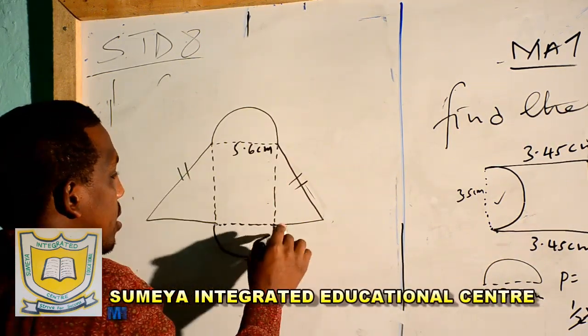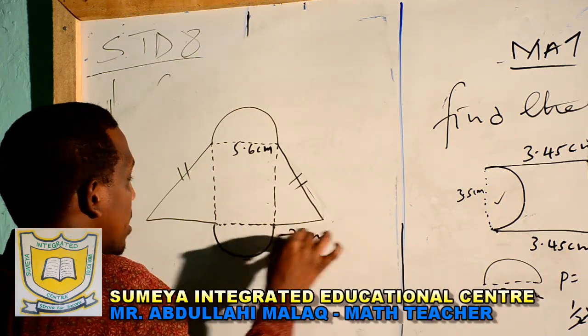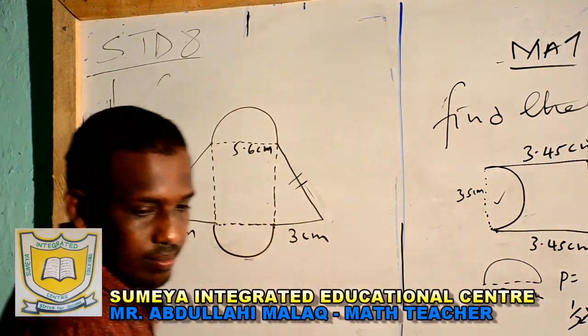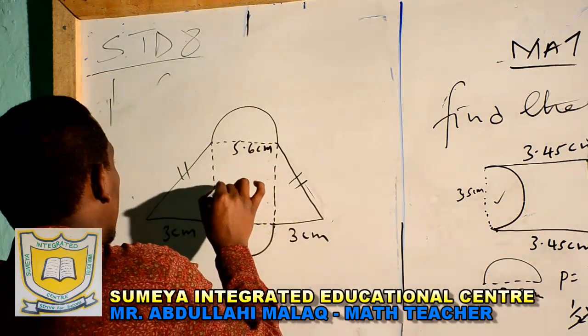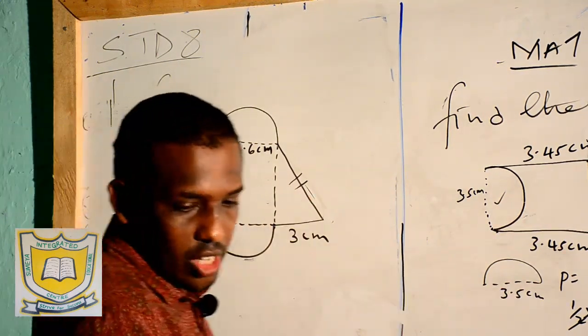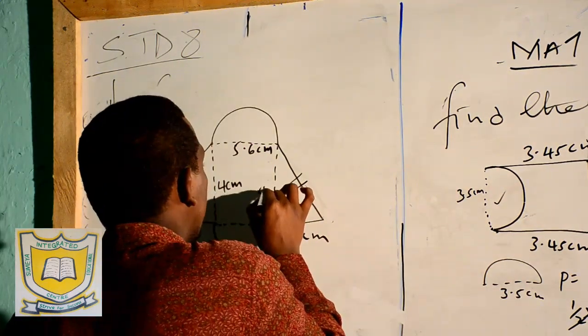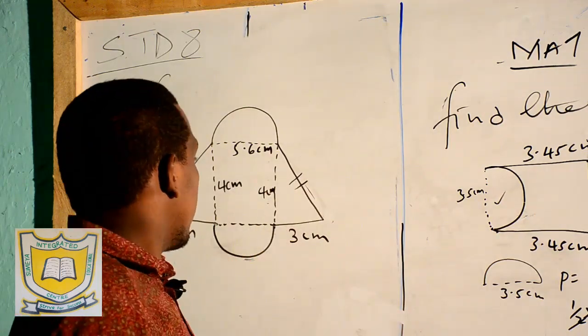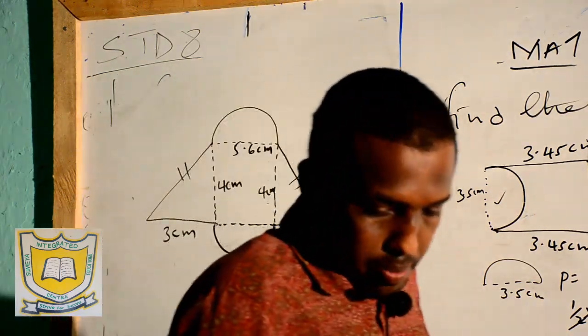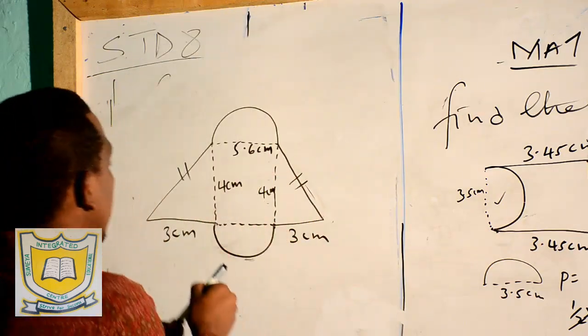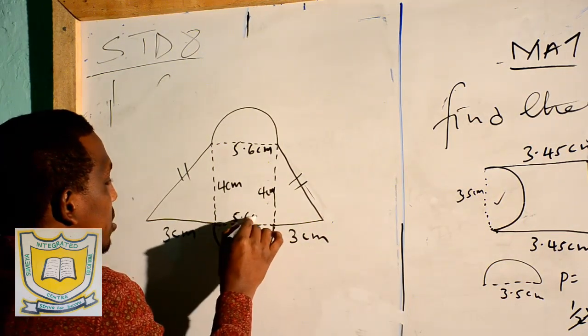.6 centimeter. Here is 3 centimeter. And here is 4 centimeter. We have also for here 4 centimeter. So remember, they wanted the perimeter of this figure. So if here also they say there is 5.6 centimeter.